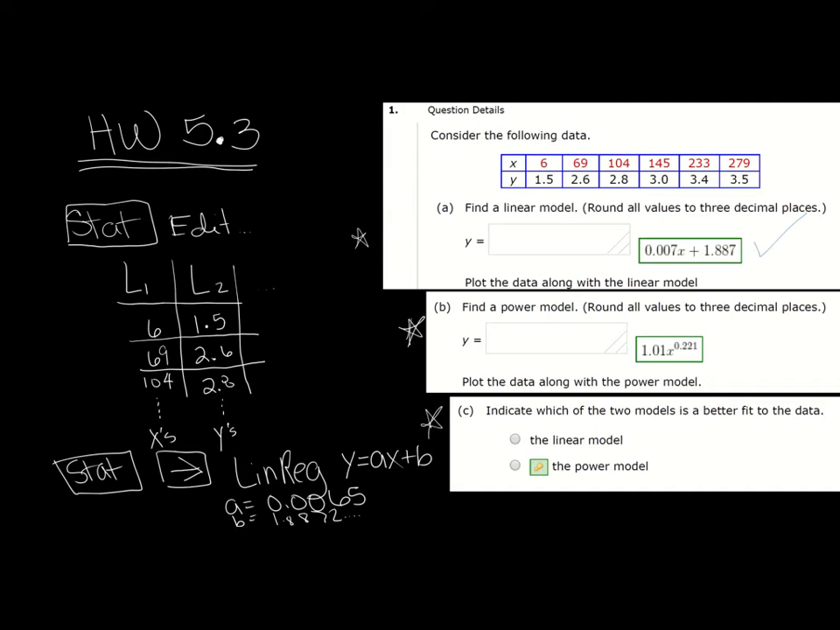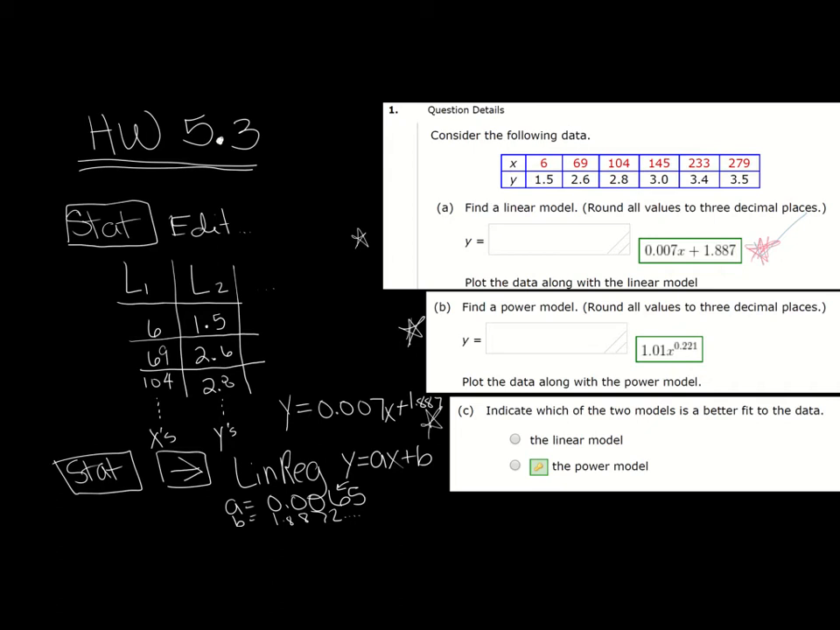In my problem, my linear model will be y equals a x plus b, with a equal to 0.007 and b equal to 1.887. I've rounded to 3 decimal places as indicated by the problem. That's how we're getting this answer in the key, and I'm leaving the key on so you can see exactly what the final answer is for these.